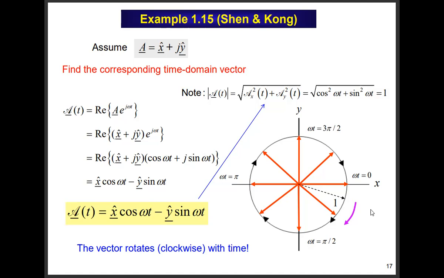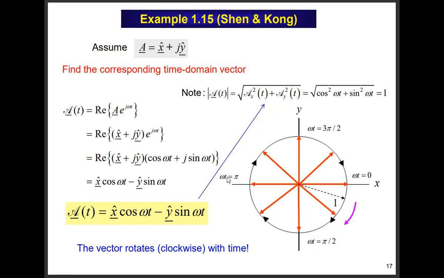Okay. But what does it do as time changes? Well, maybe it's helpful just to plot out a few points. So let's say you start with omega t equals 0. Sine of 0 is 0. Cosine of 0 is 1. So at time 0, you just have x hat. So you're right here, right? Omega t equals 0, right? Okay, what about omega t equals pi over 2 radians? Cosine would be 0. Sine would be 1. So negative y hat. You're right here, right?